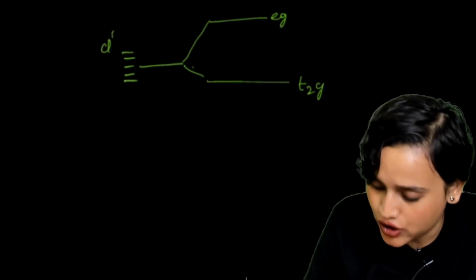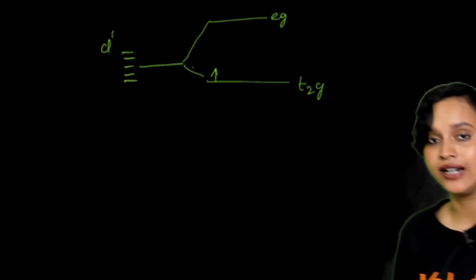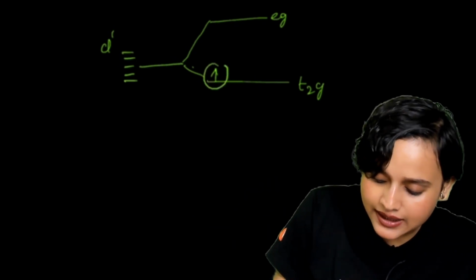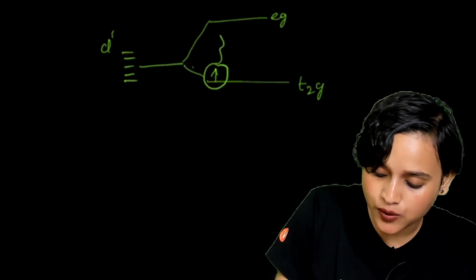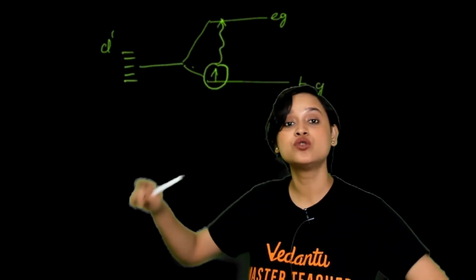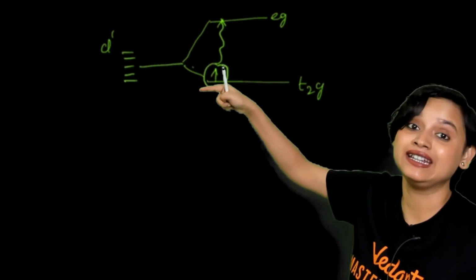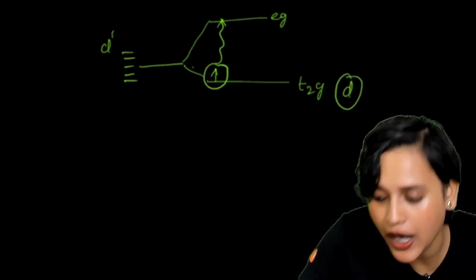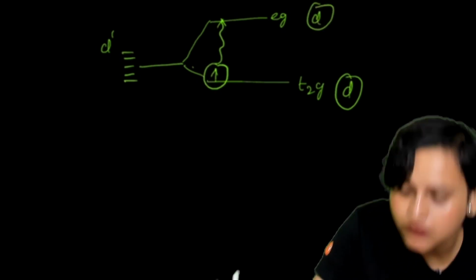Now let's say that we have d1. There is only one electron in the d1, at the T2g level. Now, if this one gets a certain level of energy, what will it do? It will get excited to the higher d energy orbital. See, this T2g is also a part of d orbital, and the Eg is also a part of d orbital.